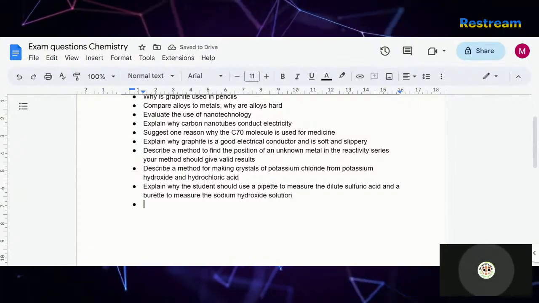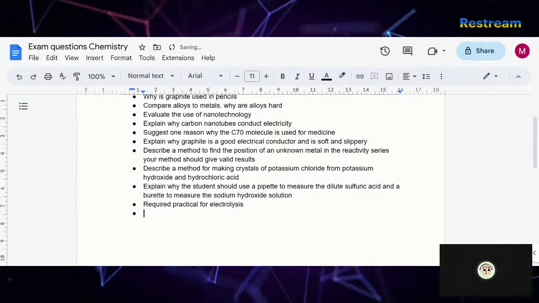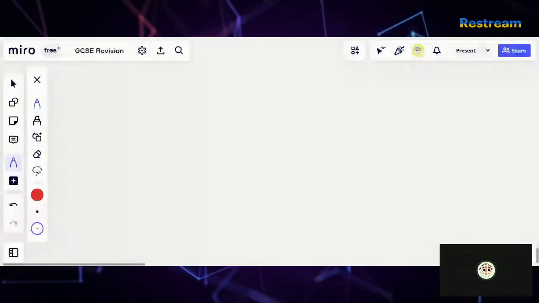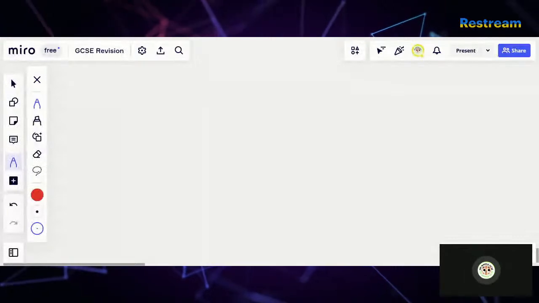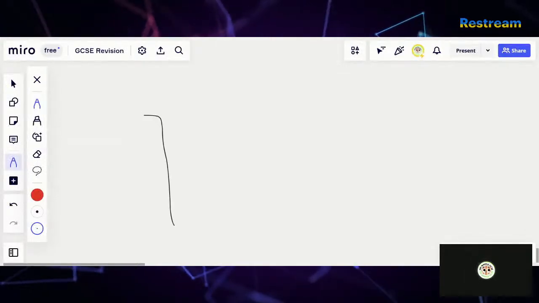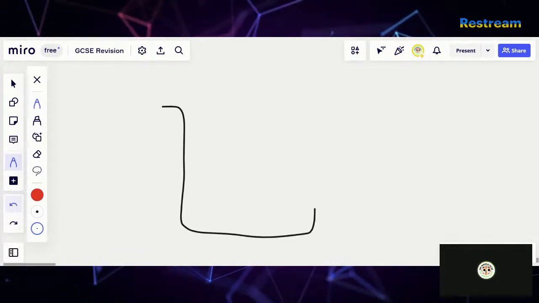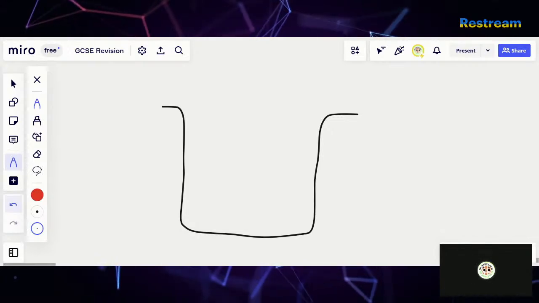Required practical for electrolysis. So let's look at the required practical for electrolysis. Let's begin with a beaker. Everything is nice when we begin with a beaker. We have a nice little beaker here.